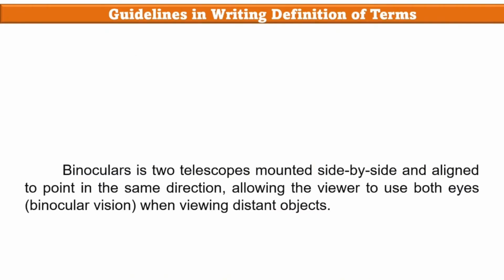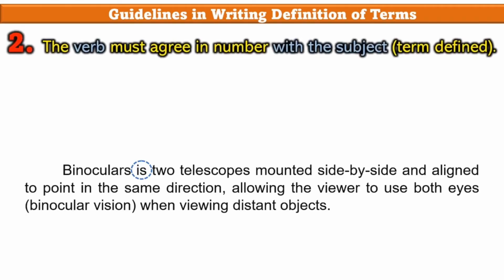Next definition. Binoculars is 2 telescopes mounted side by side and aligned to point in the same direction, allowing the viewer to use both eyes when viewing distant objects. The word that makes this definition incorrect is still the verb. Pero bakit? Di ba nasa present tense naman? Guideline number 2. The verb must agree in number with the subject or the term defined.